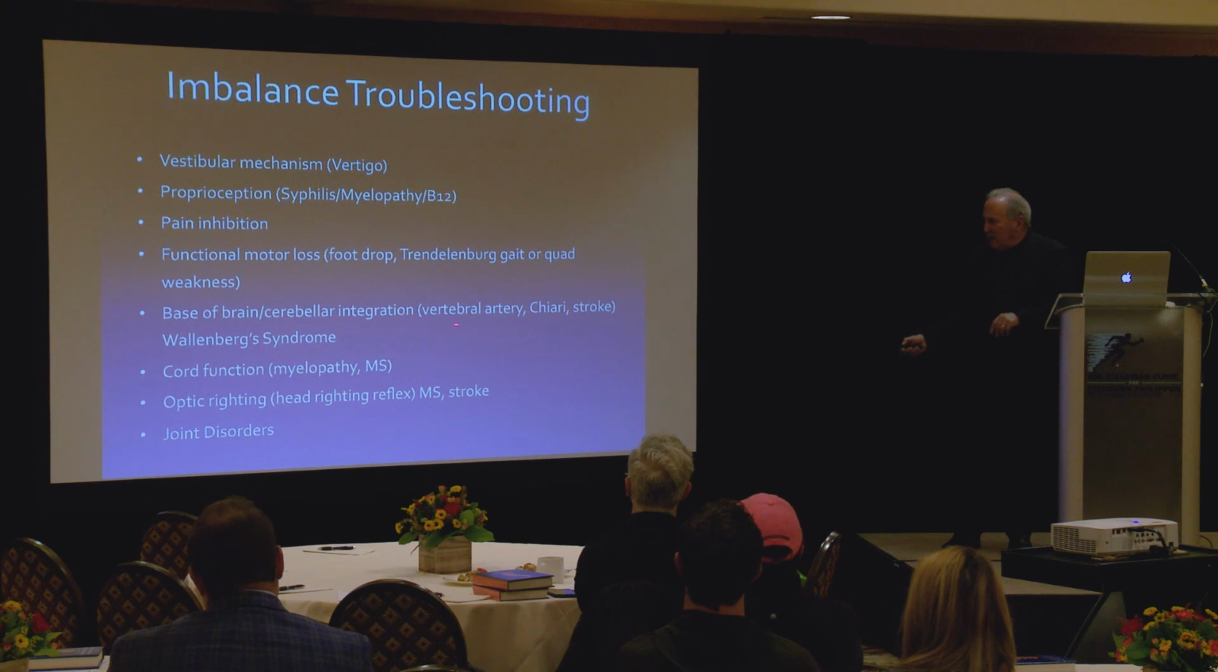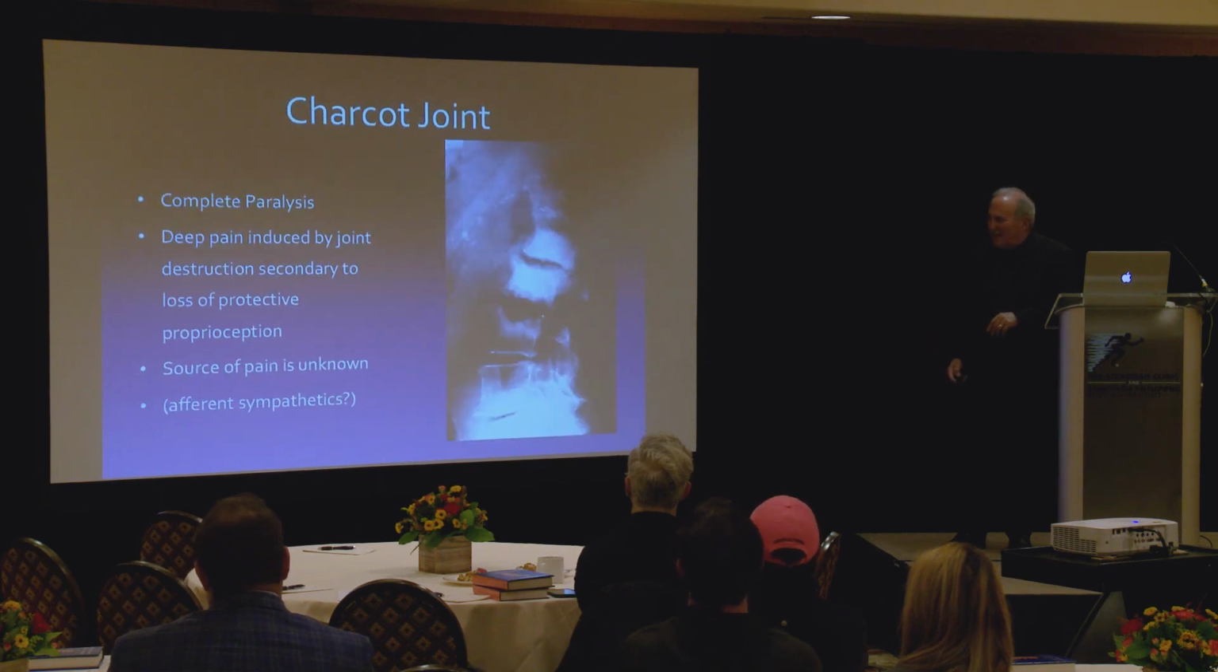Base of the brain integration, so people can have vertebral artery syndromes, Chiari malformations. We won't talk about cervical things today, but nonetheless, strokes, Wallenberg syndrome, vertebral artery loss. They can have cord malfunctions such as myelopathy and MS. They can have optic righting reflex loss from MS and stroke and joint disorders. That's enough for balance.